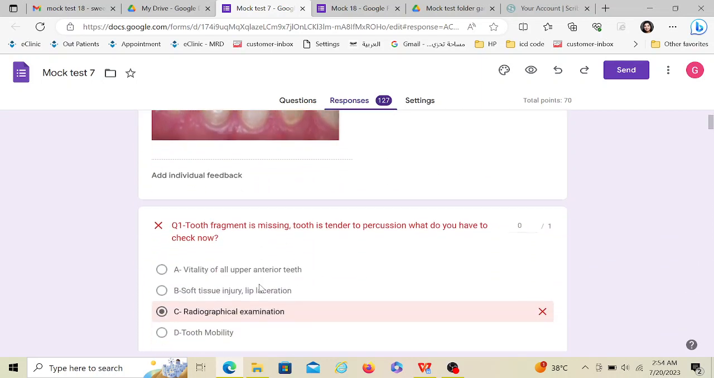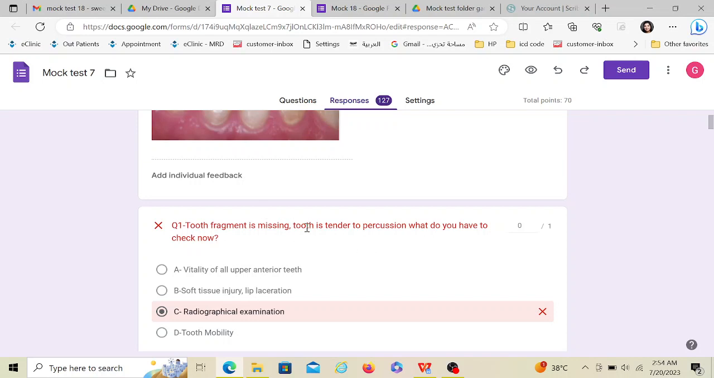What is the first question? Tooth fragment is missing. Tooth is tender to percussion. What do you have to check now? So you remember our hierarchy, I said you're going to percuss and palpate. So percussion they have already given. So what is the next step? You have to palpate. So you have to check the tooth mobility.